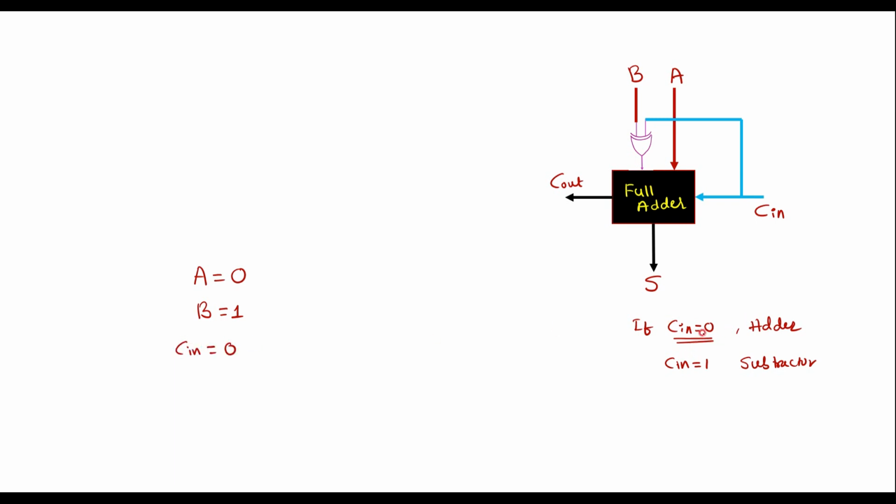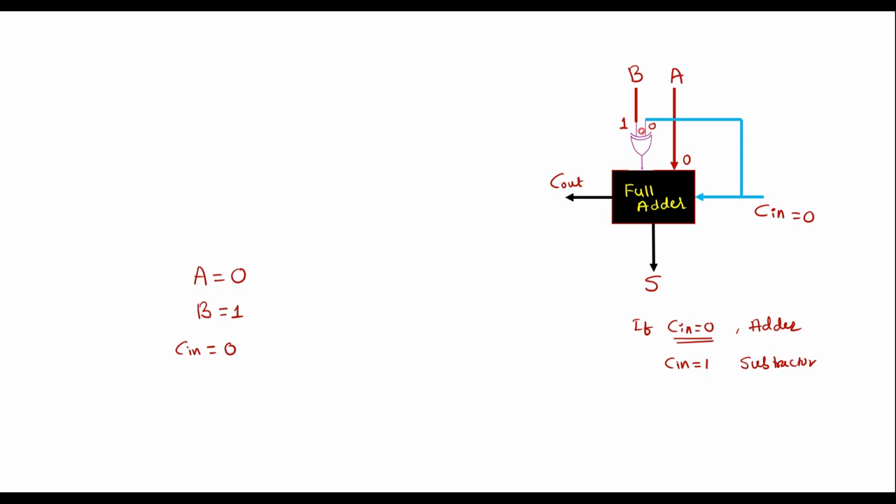As I said, when C in is equal to 0, it acts as an adder. Let me verify that. When we give C in here, we have taken it as 0, so one of the inputs of the XOR gate is 0. Here we have assumed B equal to 1, so this is 1, and A is 0, so this 0 is given to the full adder block.